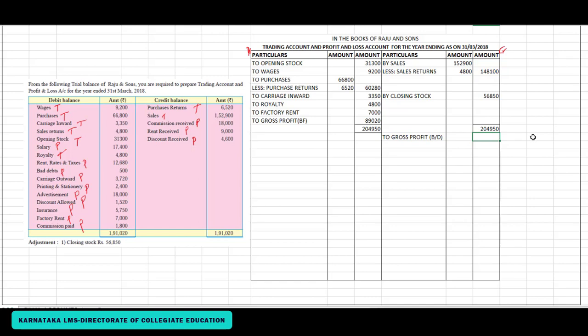So that is 89,020 rupees. Now let us see the things which are to be entered in the profit and loss account. As per the data available, we already identified the items of the profit and loss account. First, let us go through the debit balances and see which items we have to put in the profit and loss account.